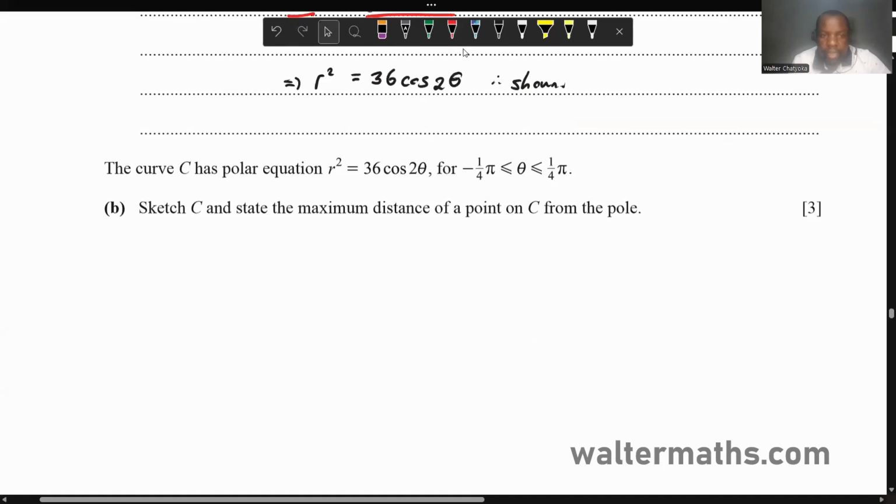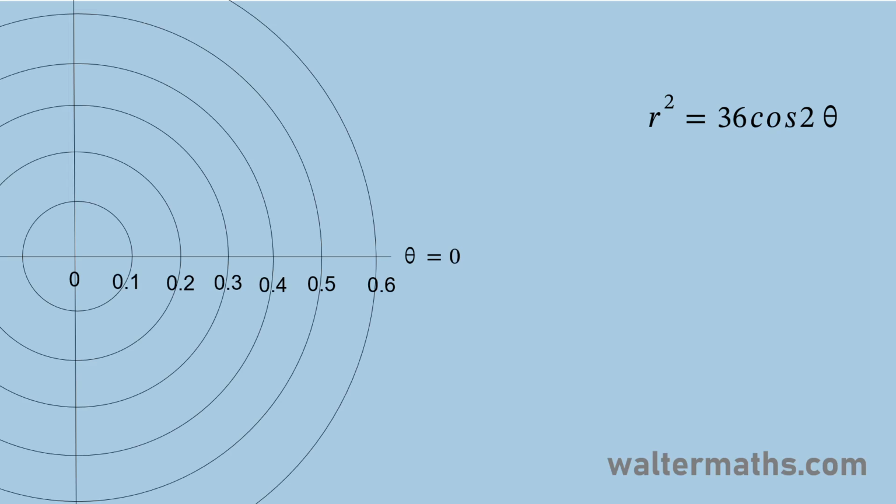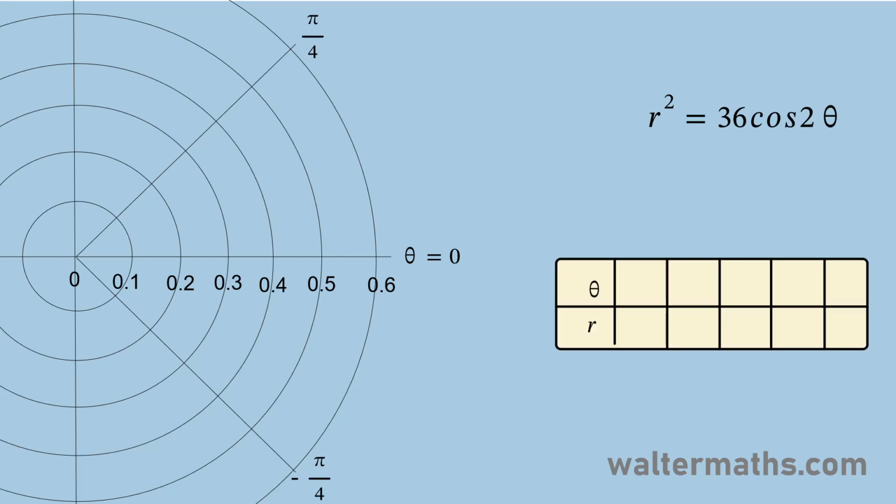Now in part B, they say the curve C has polar equation r squared is equal to 36 cos 2 theta for values of theta ranging between minus a quarter pi to a quarter pi. So sketch C and state the maximum distance of a point on C from the pole. Here we're going to consider a polar plane, and the range of values we've been told is from minus a quarter pi to a quarter pi. So we're going to make a small table of values, with intervals of an eighth pi. So we will have values of theta: minus a quarter pi, minus an eighth pi, 0, an eighth pi, and a quarter pi. When theta is minus a quarter pi, r is 0, substituting it into the equation.